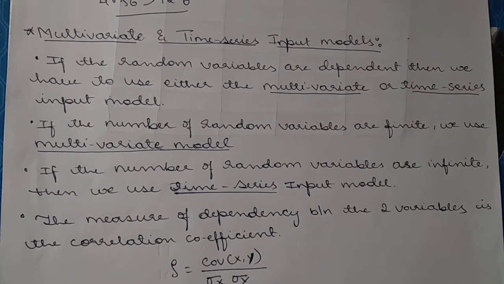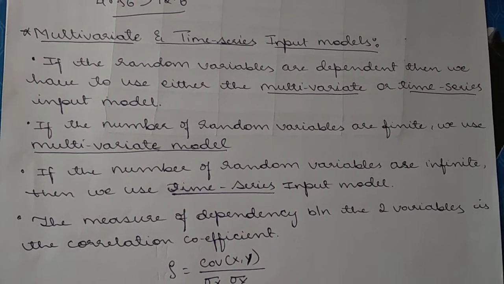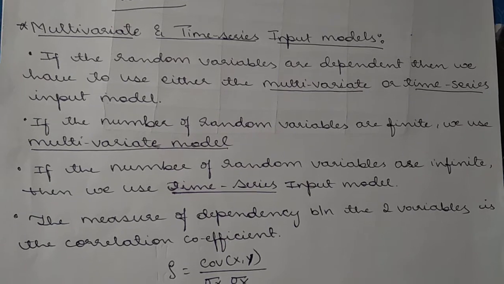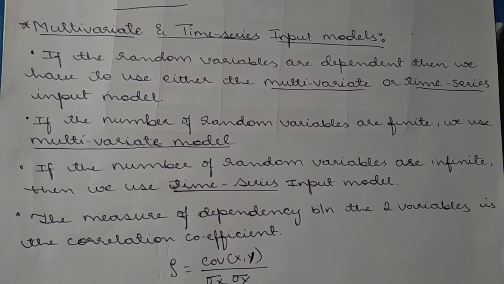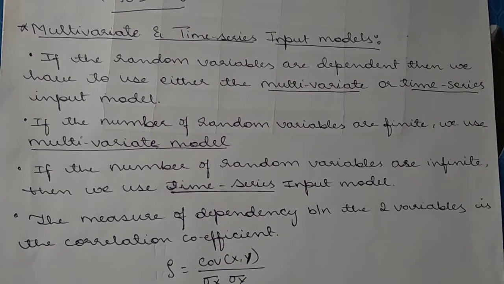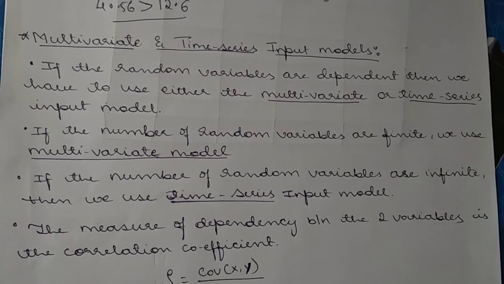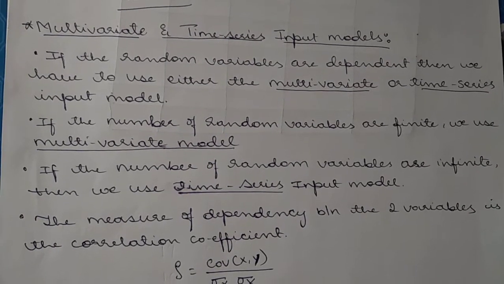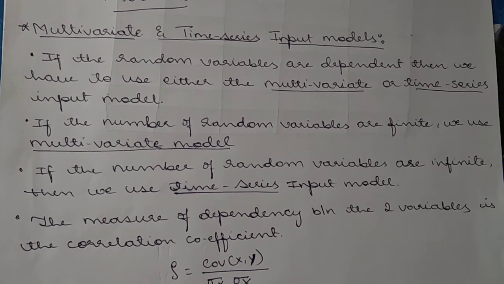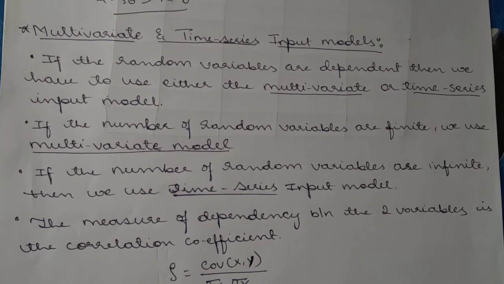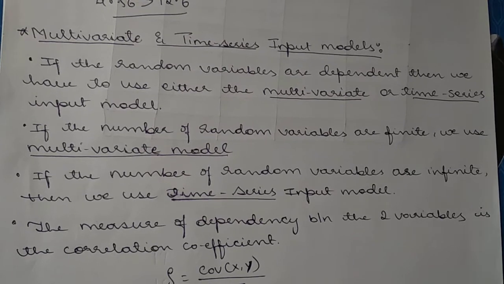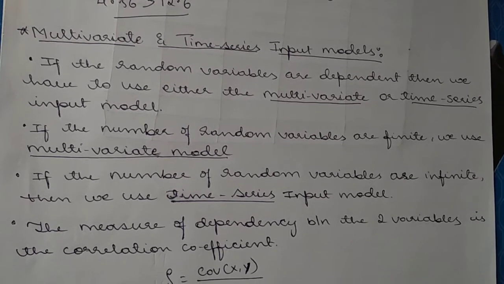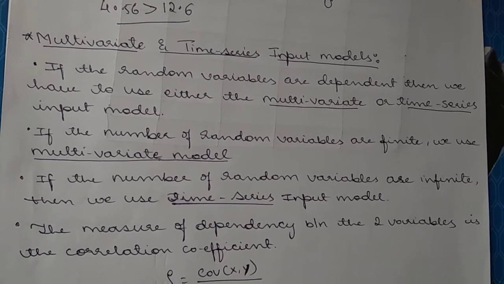Hello everyone. Today we will move on to the new topic, that is multivariate and time series input model. Till now we have seen goodness of fit test with the chi-square, that is, using Poisson distribution and exponential distribution. And here we use the multivariate and time series input model to check whether the random variables are dependent or not. If they are dependent, then only we'll use either multivariate or time series.